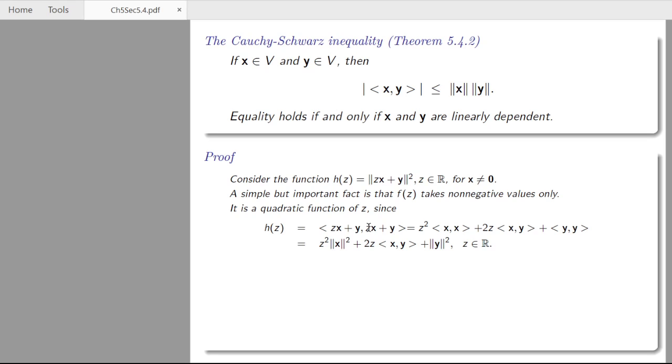And then we have y and zx make inner product. Z is a scalar, we can move it to the front, so that's also z times the inner product between x and y. So in that way, we get double z times the inner product of x and y. Then y and itself make inner product. The inner product of x and itself equals the square of the norm of x, so we get this term. And the last term is equal to the square of the norm of y.